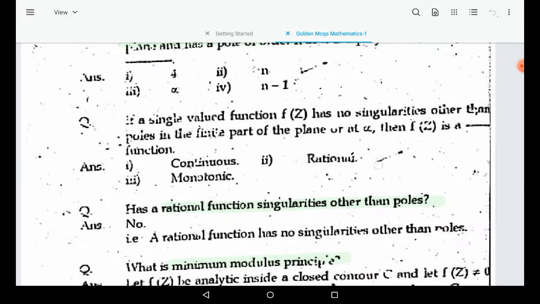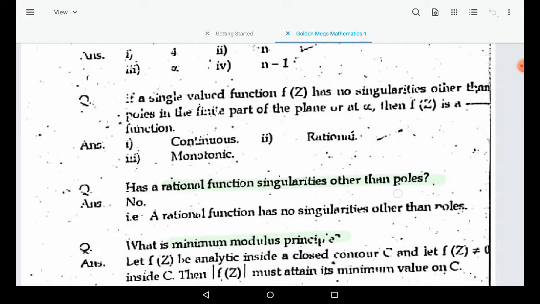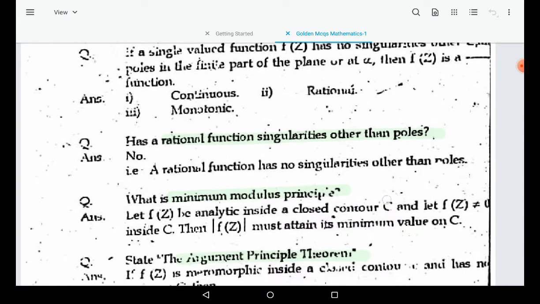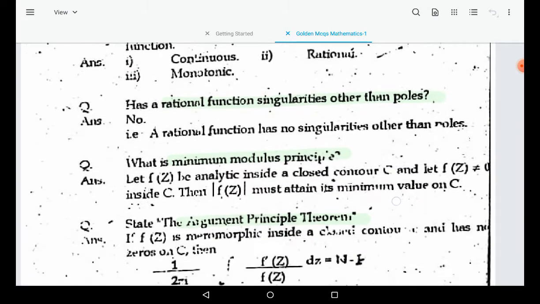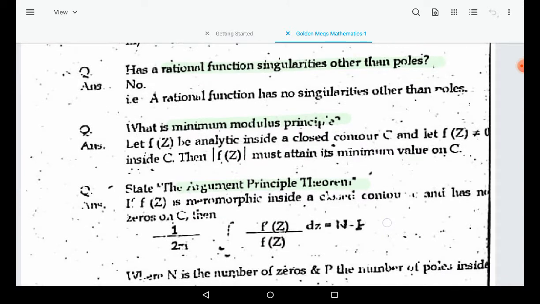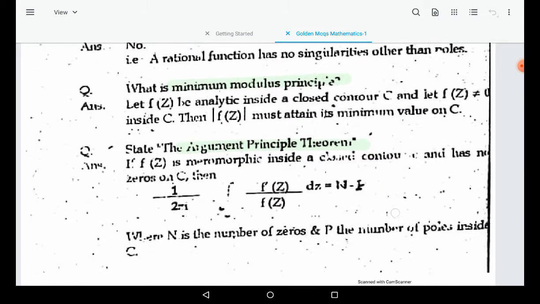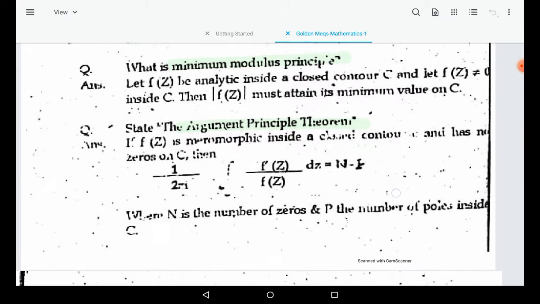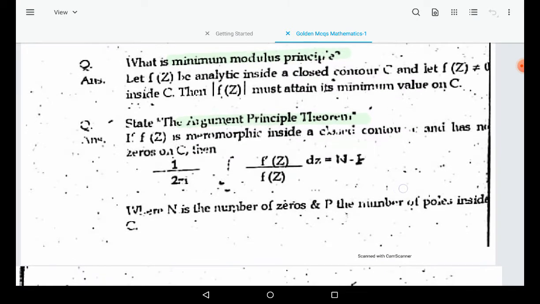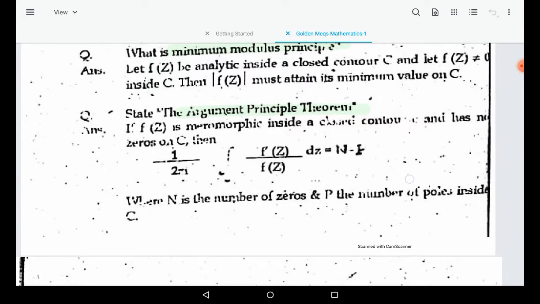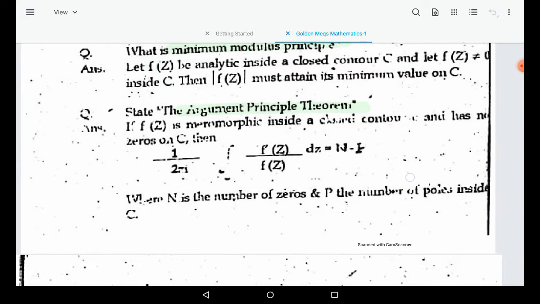If a single-valued function has no singularity other than poles in the finite part of the plane or at infinity, then f(z) is a rational function. A rational function has no singularity other than poles. What is the minimum modulus principle? Let f(z) be analytic inside a closed contour C and f(z) not equal to 0 inside C, then f(z) must attain its minimum value on C.